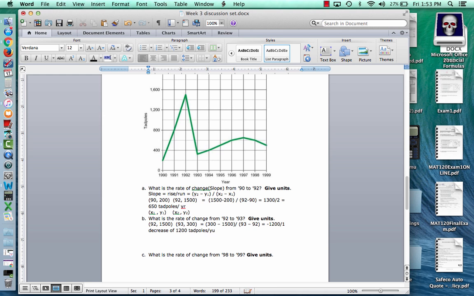So don't forget the units at the end. Y divided by x, the y unit divided by the x. So a decrease, and I wrote decrease for the negative.